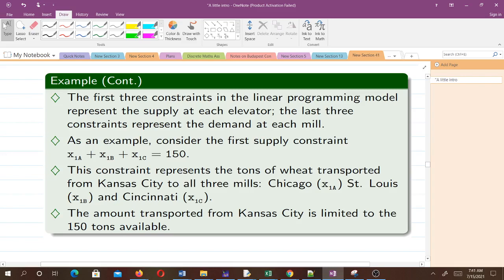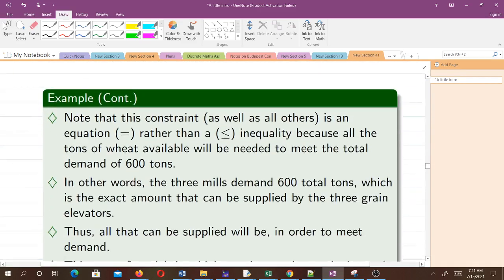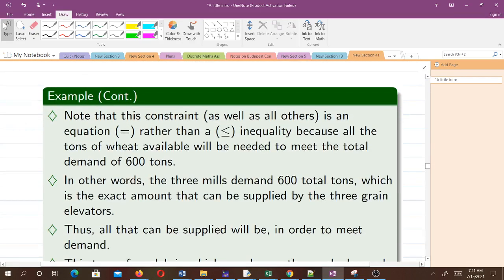That's the supply. Note that this constraint, as well as the others, is an equation rather than an inequality, because all the tons of wheat will be needed to meet the total demand of tons.